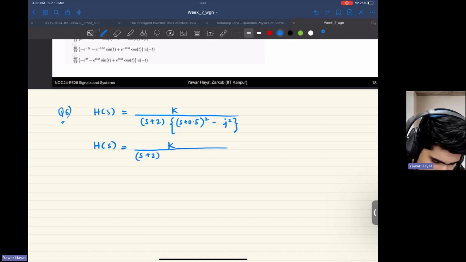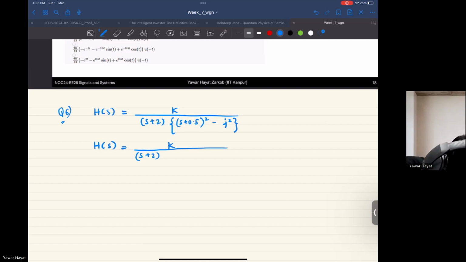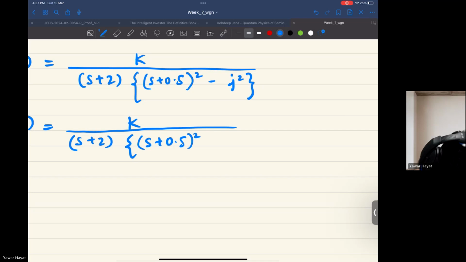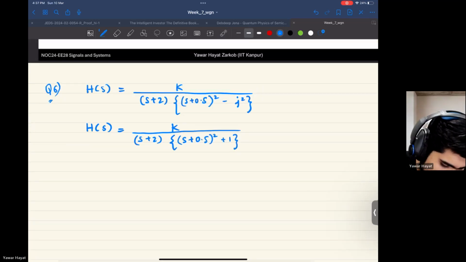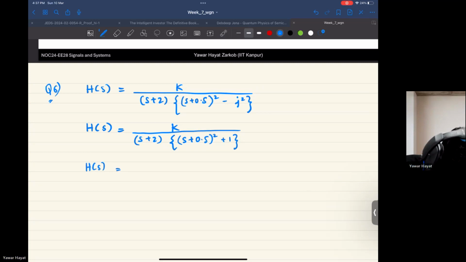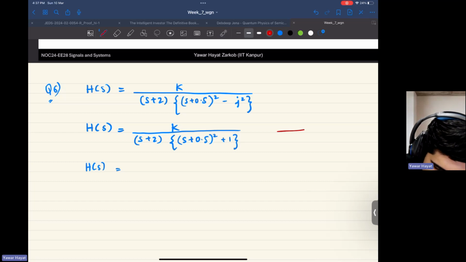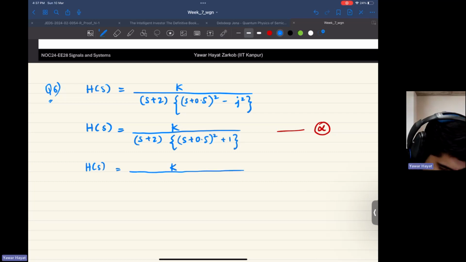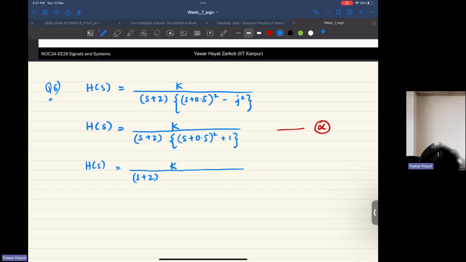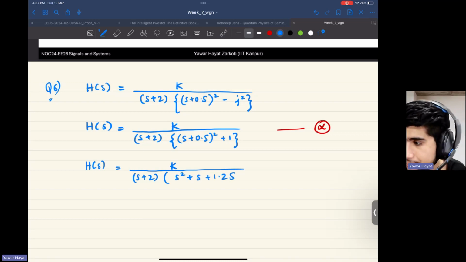Now if we simplify this, we get s plus 0.5 whole square plus 1, right? J square is minus 1 and minus is plus. So H of s is, suppose this is my alpha equation, K divided by s plus 2 times s square plus s plus 1.25. Okay.